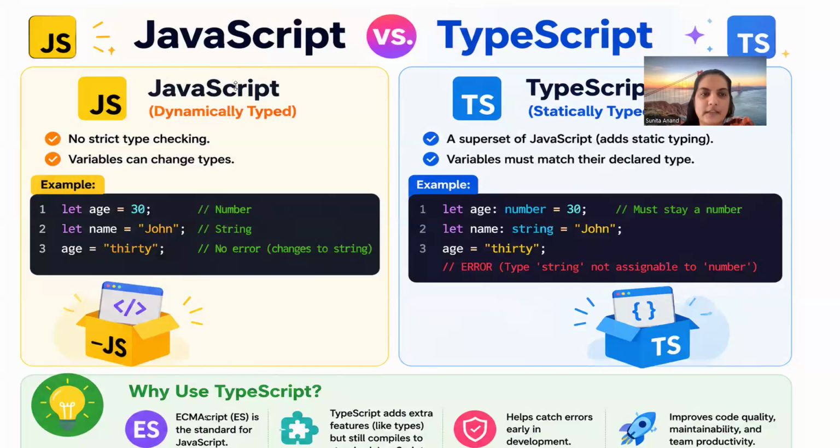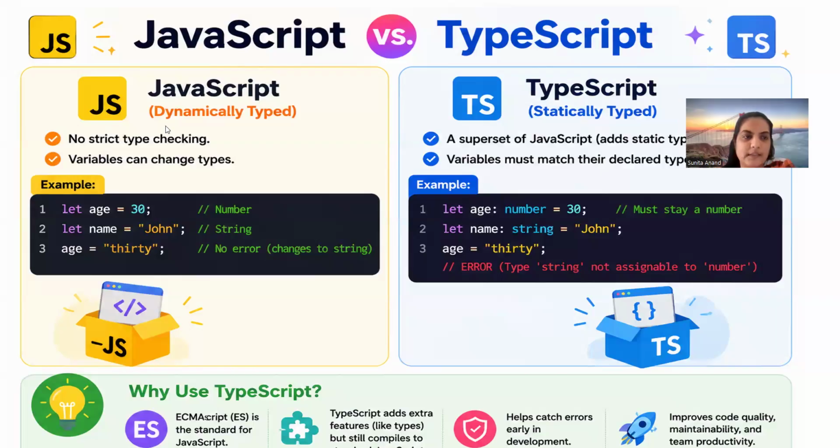Now, what is JavaScript and what is TypeScript? JavaScript is abbreviated as JS and TypeScript is TS. JavaScript is a dynamically typed programming language and TypeScript is a statically typed programming language. Now, what do you mean by dynamically typed?